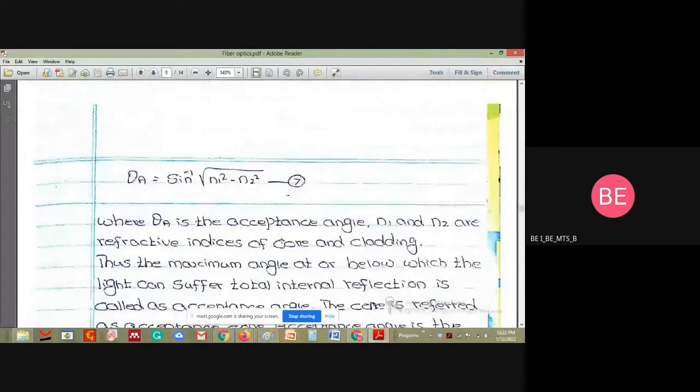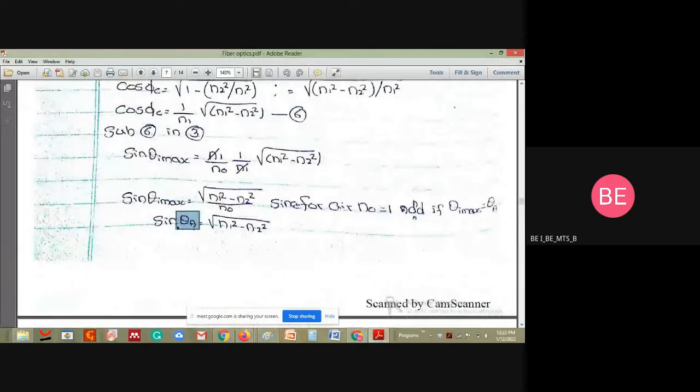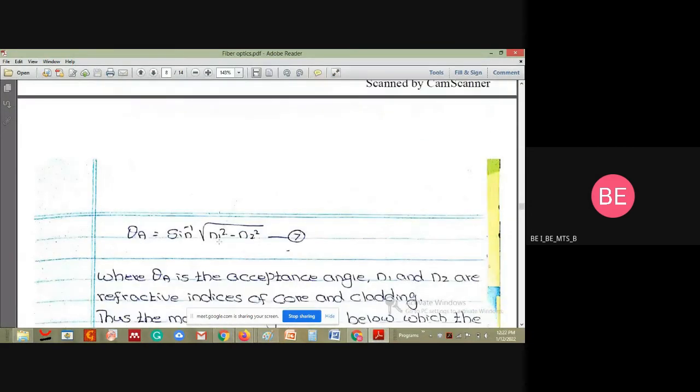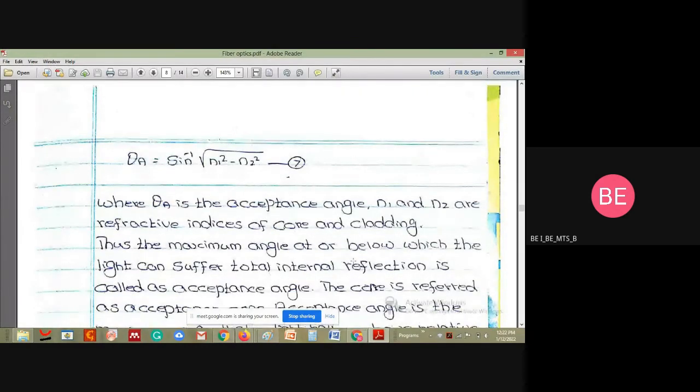So theta A, you can write sin theta A is equal to the root of n1 square minus n2 square. So theta A will be equal to sine inverse of the root of n1 square minus n2 square. And this theta A, you call it the acceptance angle. N1 and N2 are the refractive indices of core and cladding respectively. So how will you define the acceptance angle? It is the maximum angle at or below which light can suffer total internal reflection.